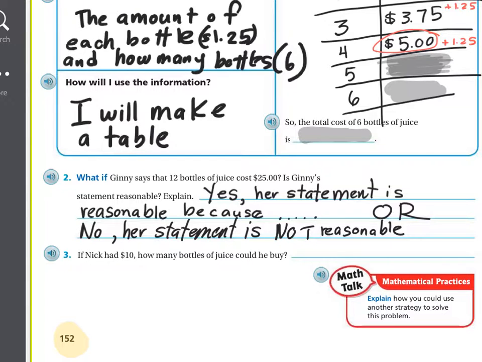So then you're going to want to, after this problem, after you answer number 2, go to number 3. If Nick had $10, how many bottles of juice could he buy? So then you might need to extend the table to figure out how much he could buy if he had $10.